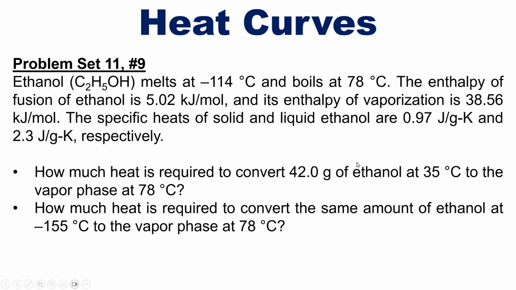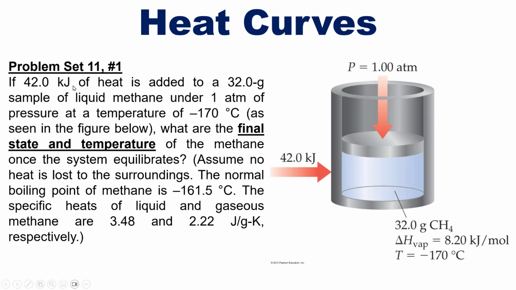This takes us to our final problem for this video. If 42 kilojoules of heat is added to a 32-gram sample of liquid methane under 1 atmosphere pressure at a temperature of negative 170, as showcased in this figure right here, taken from our text referenced in the description below, what are the final state and temperature of the methane once the system equilibrates? Assume no heat's lost to surroundings, and that the normal boiling point of methane is this number, and the specific heats of its liquid and gaseous states are these two numbers respectively. Additionally, the delta H, or change in enthalpy of vaporization, is shown over here.